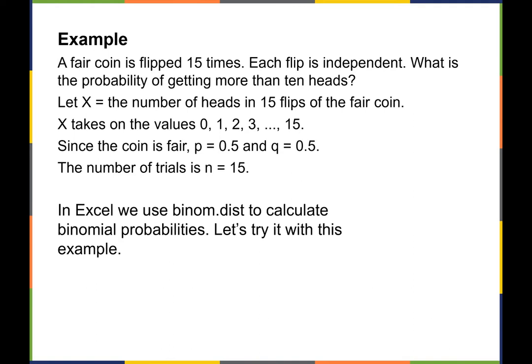All right, so let's do another example. Let's say we're going to flip a fair coin 15 times. Each flip is independent, and we want to know what is the probability of getting more than 10 heads. Again, X is going to be the number of heads because we're going to call getting heads a success. Now, you wouldn't have to do this. You could call getting tails a success, but we all just need to agree on something. So we're going to say that getting heads is a success. It's going to take on the values 0 through 15, so N is equal to 15. And since the coin is fair, it's going to be 50% for P and 50% for Q.